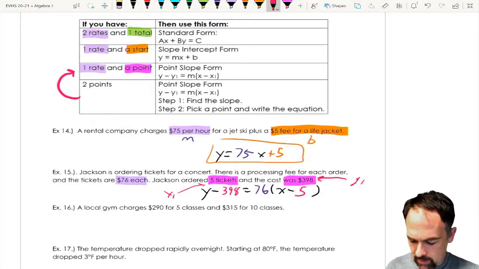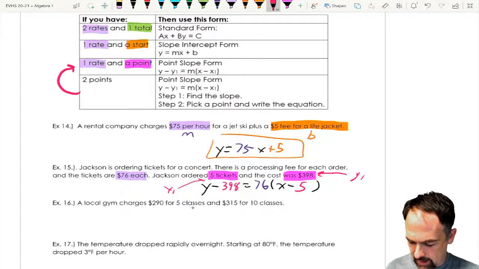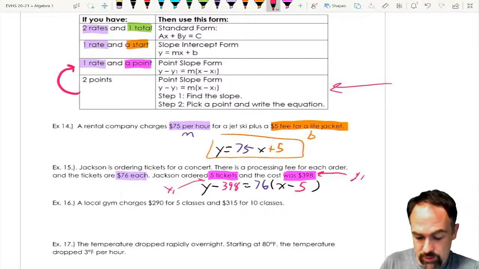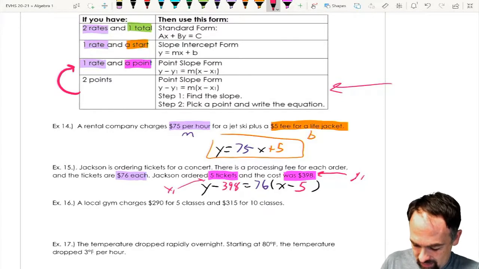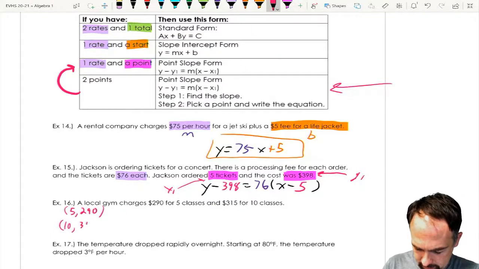Okay, number 16. A local gym charges $290 for 5 classes and $315 for 10 classes. Okay, no rates here at all. So it looks like the only thing that could possibly be is this bottom where I've got 2 points. But what 2 points do I have? Well, it looks like 5 classes and $290. So we got 5, 290. And we've also got the point 10, 315.